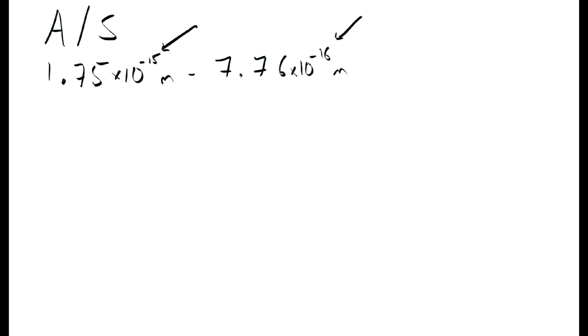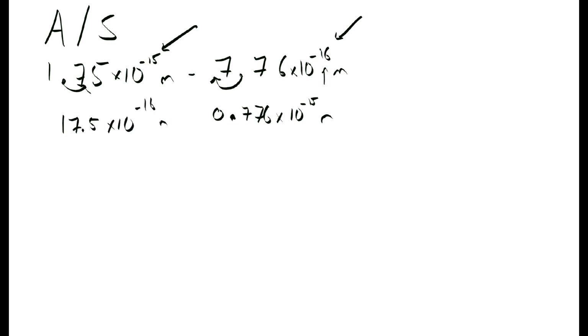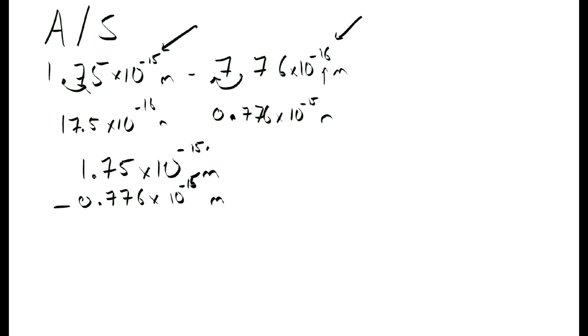So what you can do is turn the one on the right from a 16 into a 15 just by moving the decimal to the left one. That would get you 0.776 times 10 to the negative 15th meters. Similarly, you could move the other one to the right, which would give you 17.5 times 10 to the negative 16th meters. You can do either one, but you don't want to do both. So that would give you 1.75 times 10 to the negative 15th meters minus 0.776 times 10 to the 15th meters, and then you just treat it like a regular subtraction problem.